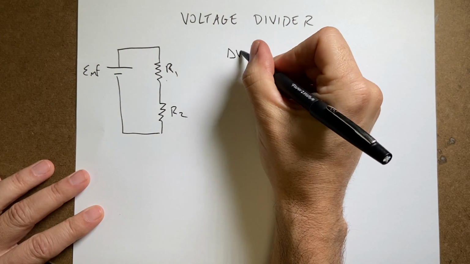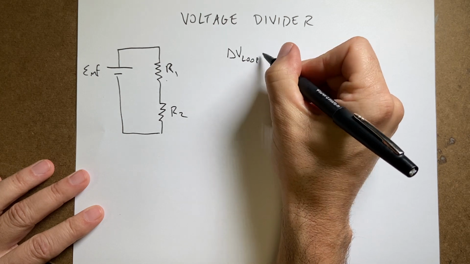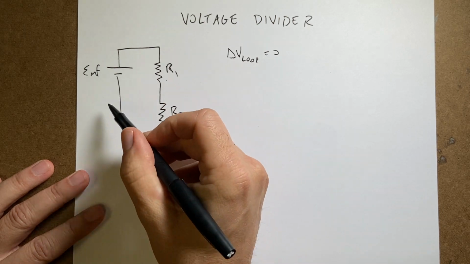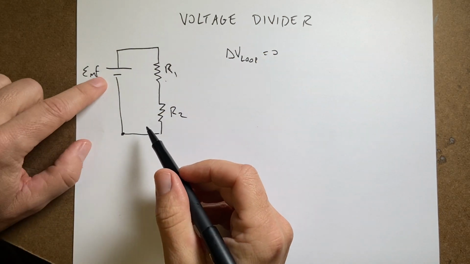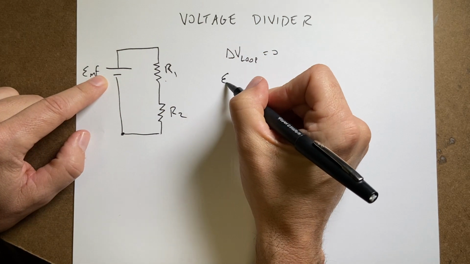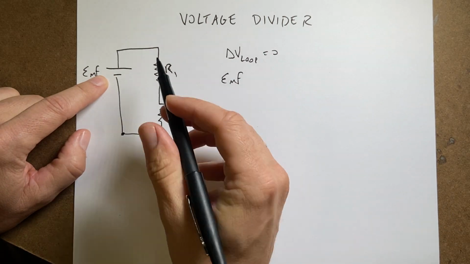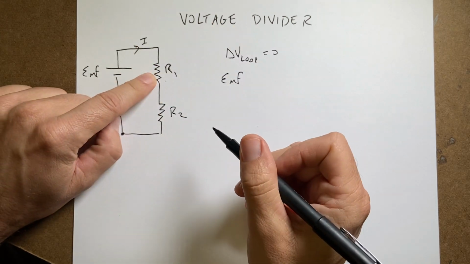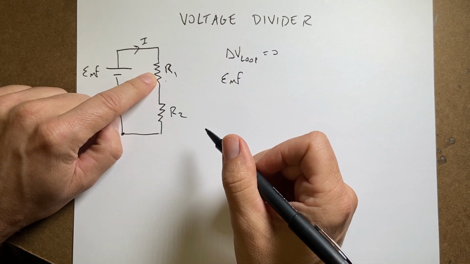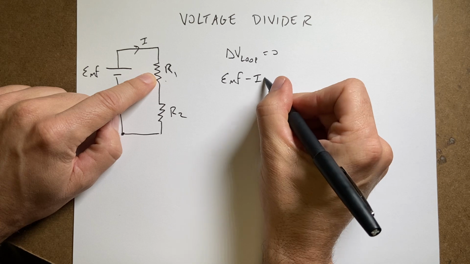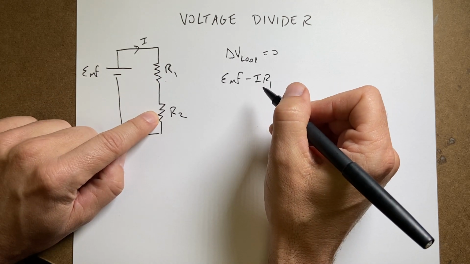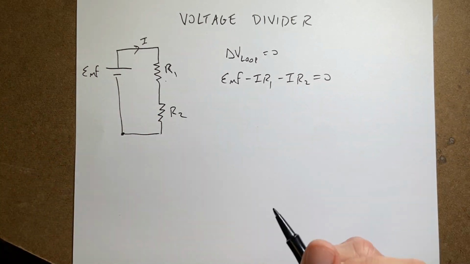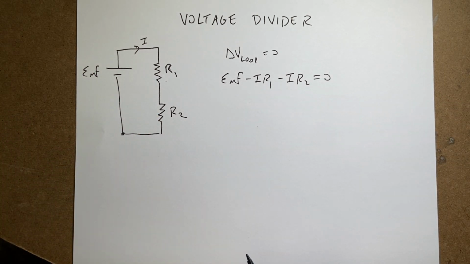Our loop rule says that the change in potential around a loop is equal to 0. So if I start at this point and I go around the loop, the first change in potential is EMF. And then the next, this is some current I. The current I going through R1 is going to be minus I R1. And then the current going through R2 is going to be minus I R2. So I have that.